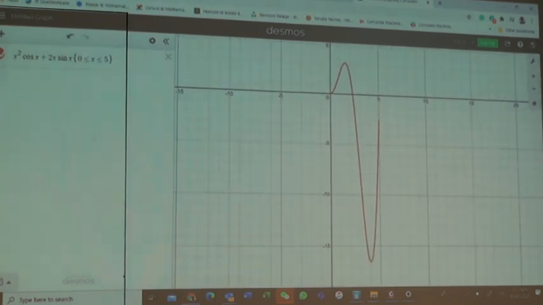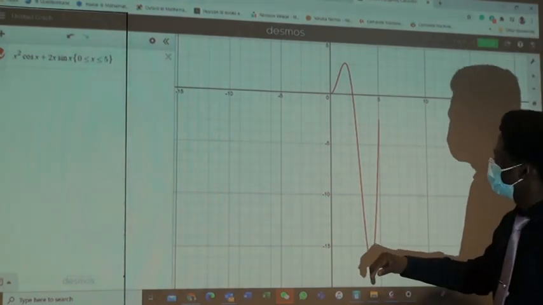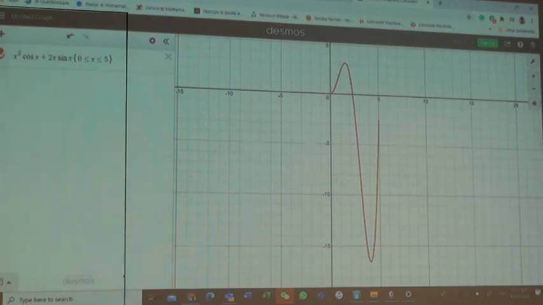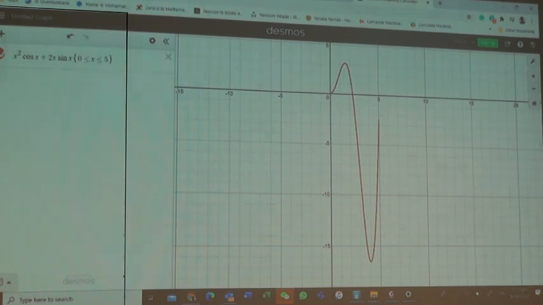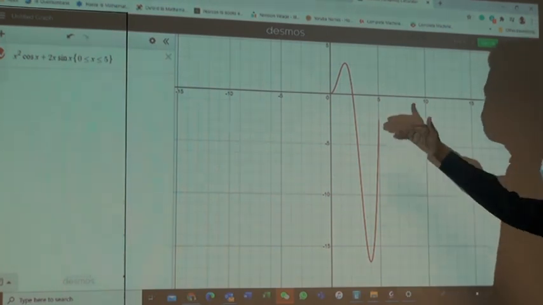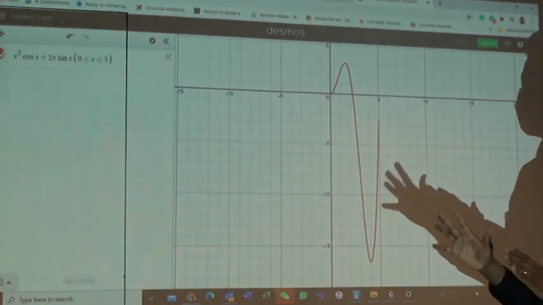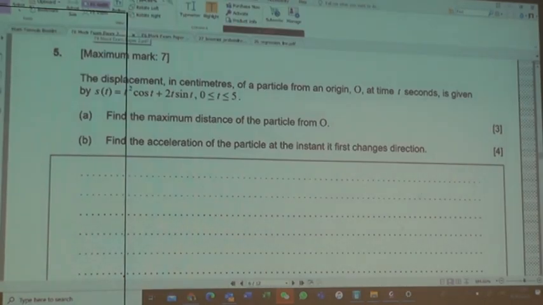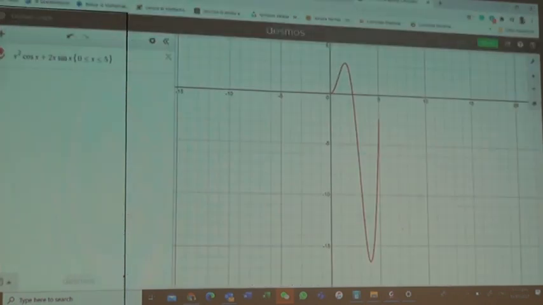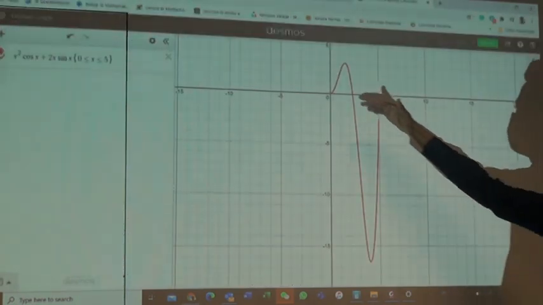So the maximum displacement from the origin, not from the origin. Find the maximum distance from point 0. Yes, that's from the origin. What is that maximum distance? Is this a distance time graph? Yes, displacement time graph. So this is your time, this is your displacement.